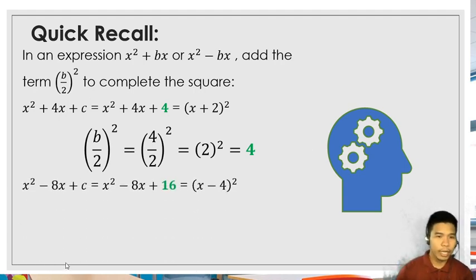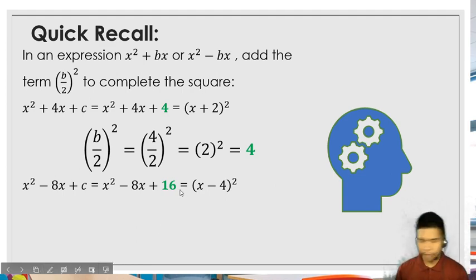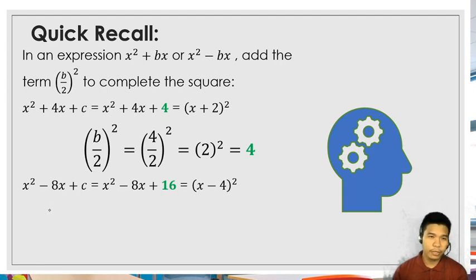So we are given here x squared minus 8x plus c. So, kunin natin yung value ng c dito. So, gamit tayo ng digital pen. Okay. So, again, kukunin lang natin yung numerical coefficient ng x. So, that is negative 8. Tapos, i-divide natin by 2 quantity squared. Then, simplify muna natin yung loob. Negative 8 divided by 2, that is negative 4.